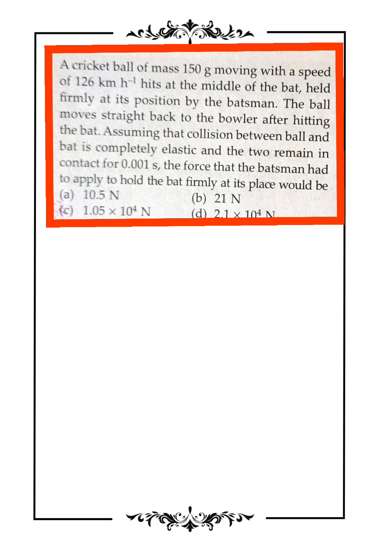A cricket ball of mass 150 grams moving with a speed of 126 km per hour hits the bat at the middle of the bat, held firmly at its position by the batsman. The ball moves straight back to the bowler after hitting the bat. Assume that the collision between ball and bat is completely elastic and the two remain in contact for 0.001 seconds. The force that the batsman had to apply to hold the bat firmly at its place would be.